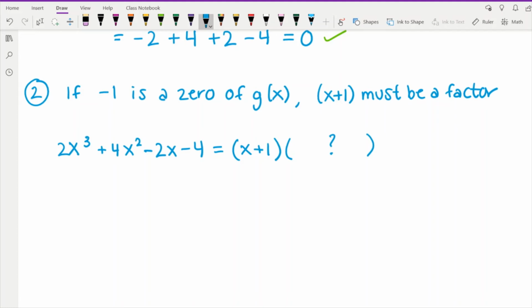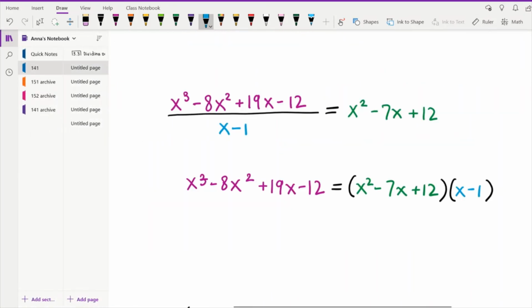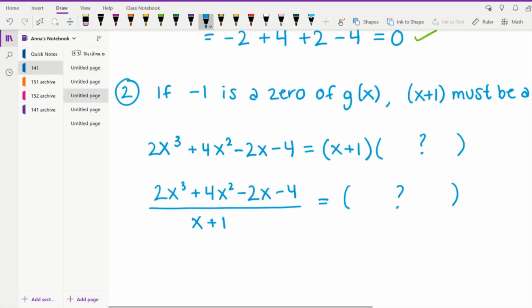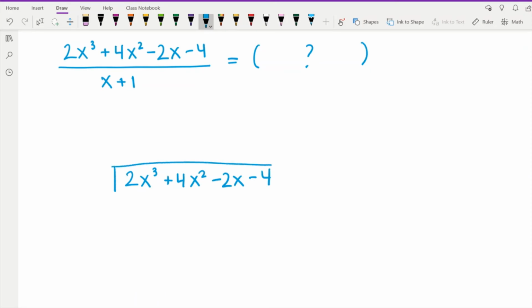And so how can we find that mystery polynomial? Well, if we take 2x cubed plus 4x squared minus 2x minus 4 and we divide it by x plus 1, that will tell us what that mystery polynomial is. So this is going back to the idea that we talked about on this page right here, right? This idea that division and multiplication, you can kind of rewrite the same idea two different ways. And so what we're going to do is polynomial long division. We're going to take 2x cubed plus 4x squared minus 2x minus 4, and divide it by x plus 1.